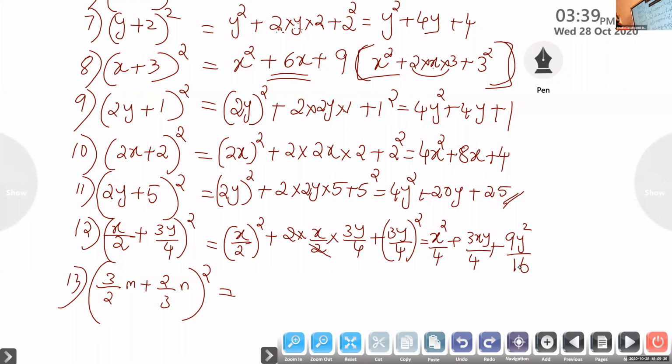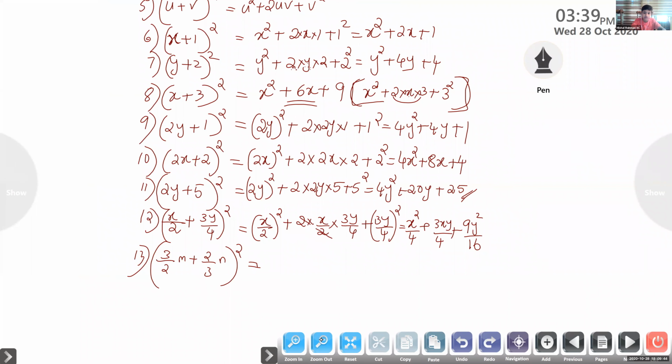Now can you show the 6th one answer? I didn't write the answer. 12th one, 9y square by 16. How is it 16? 4 square. A by b the whole square is a square by b square. Exponential law.